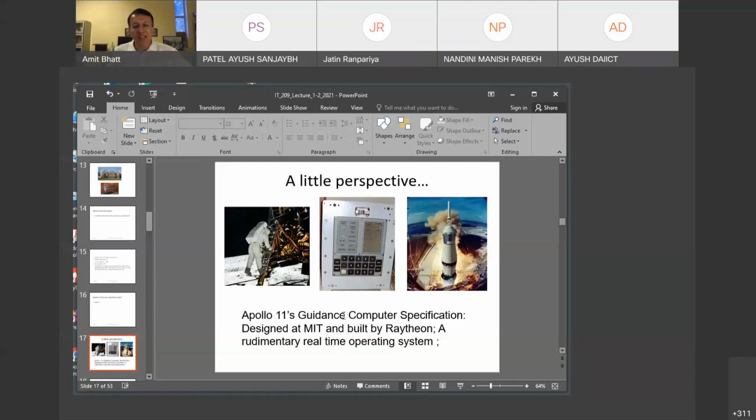It had a rudimentary real-time operating system. And we are going to talk about this word, real-time operating system, because next year or next semester, you will be studying operating systems. So, you will have a question: what's the difference between an operating system and a real-time operating system, and also a normal processor and a real-time processor? So keep that thought in your head. We'll talk about it either later in this class or in the next class.